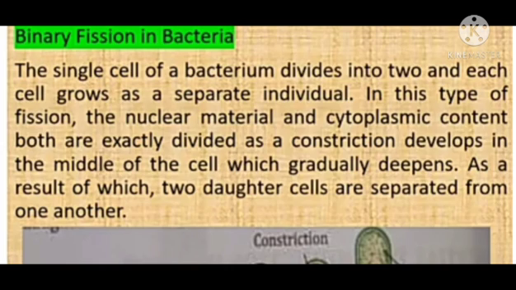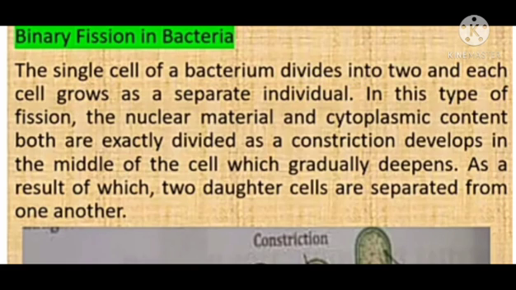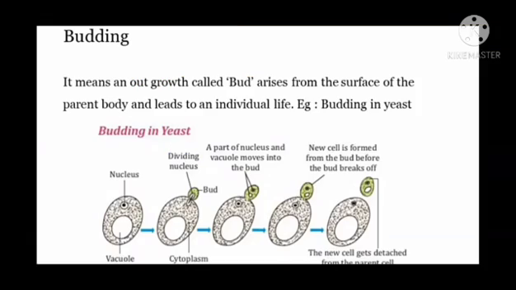In this type of fission, the nuclear material and cytoplasmic content are both exactly divided as a constriction develops in the middle of the cell, which gradually deepens, as a result of which two daughter cells are separated from one another. And then each of the two parts grows into full-sized identical cells called the daughter cells. Right? Next is budding.